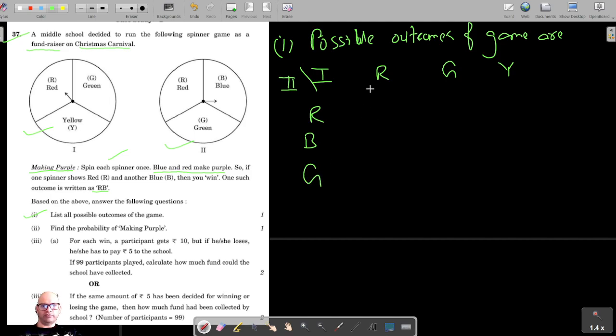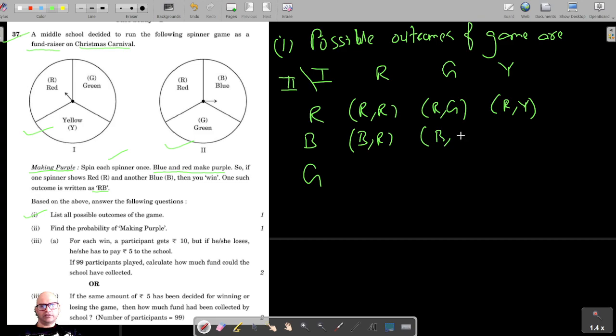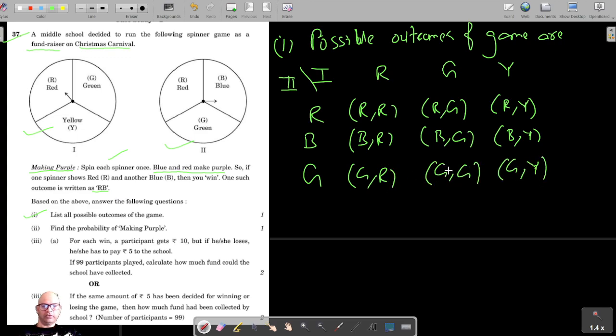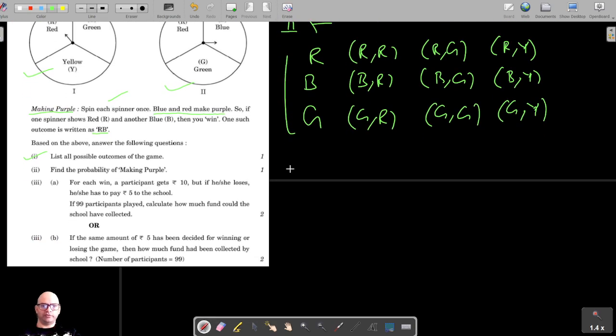Now the possible outcomes are red, red, red and green, red and yellow. This is blue, red, blue, green, blue, yellow, and then green, red, green, green, and green with yellow. So these are the possible outcomes.